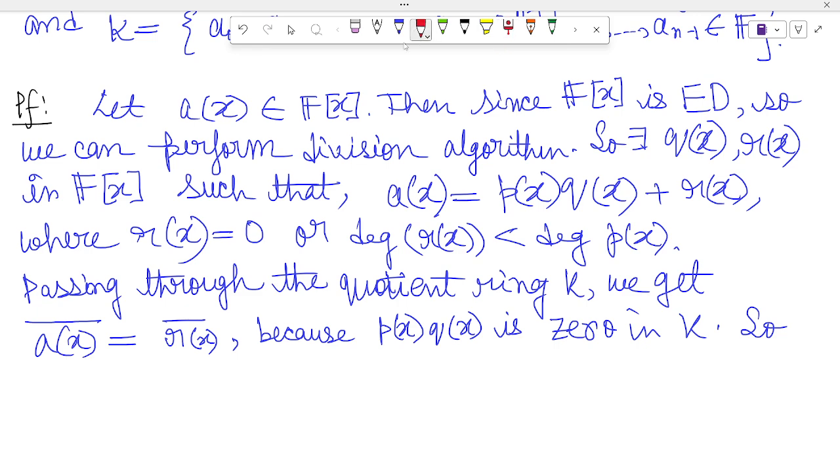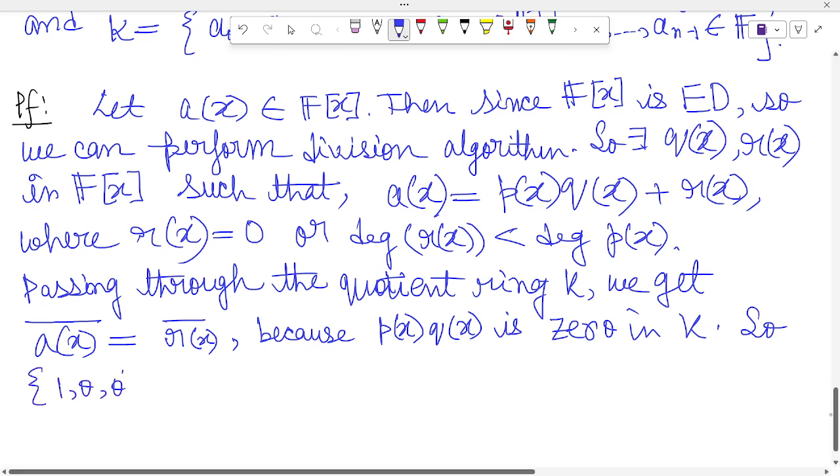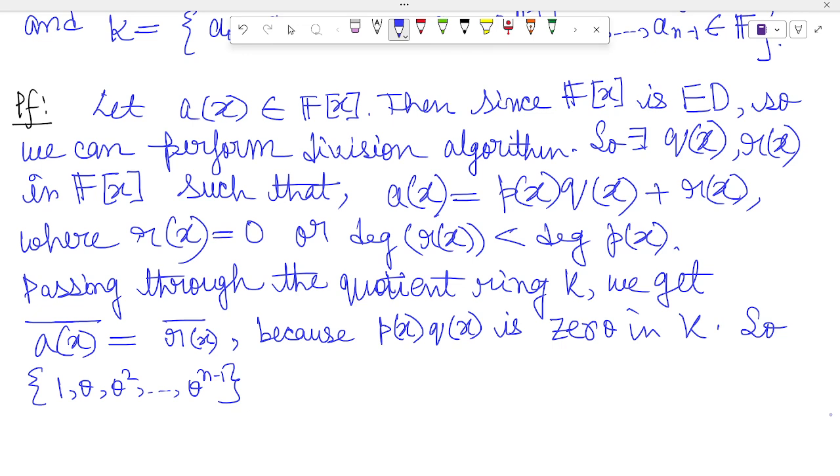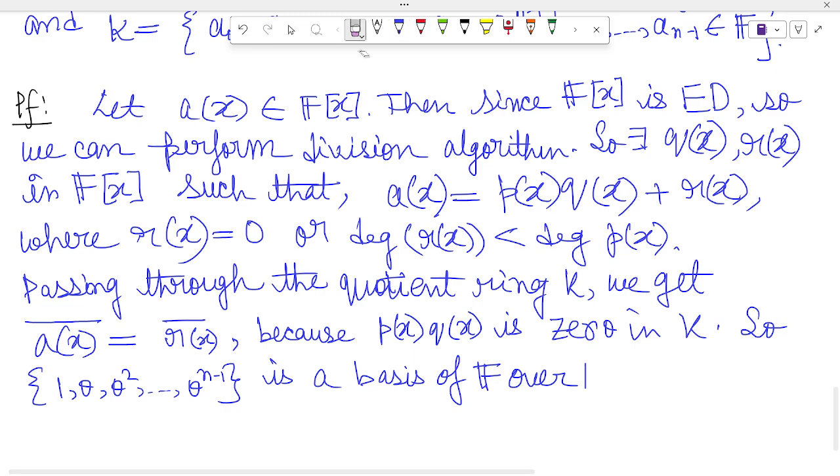So 1, theta, theta square, up to theta to the n minus 1, is a basis of F. Oh, sorry, basis of K over F.